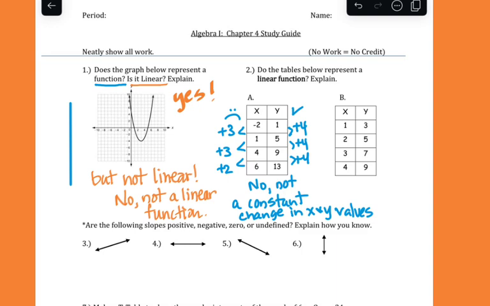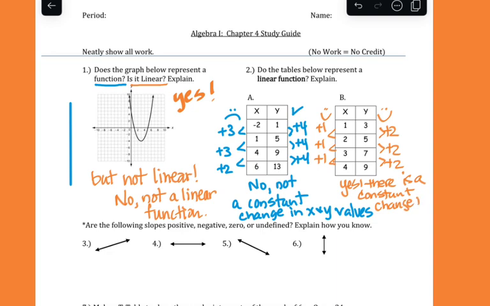On letter B, we see that the X values are going up by 1 every time, so that's a function, and the X's are not repeating, and it's also linear. The Y values also go up constantly, by 2. So yes, this is a linear function because there is a constant change in both X and Y values.